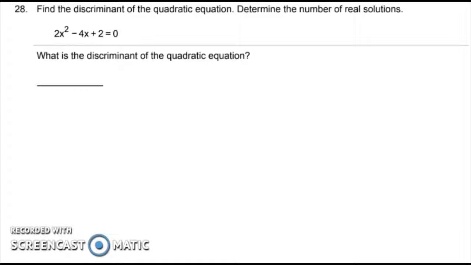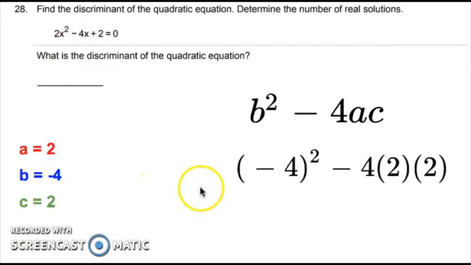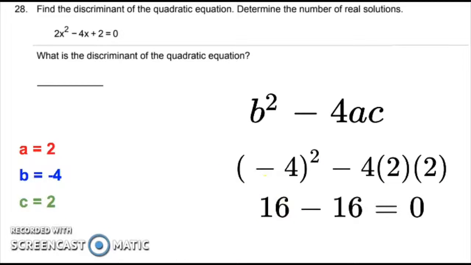28 says find the discriminant. The discriminant is just b squared minus 4ac. So a is 2, b is negative 4, c is 2. So negative 4 squared minus 4 times 2 times 2. Negative 4 squared is 16. 4 times 2 times 2 is minus 16. 16 minus 16 is 0. And 0 for the discriminant means there is only one real solution.